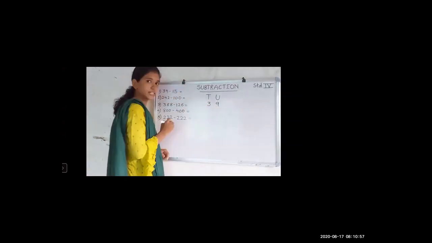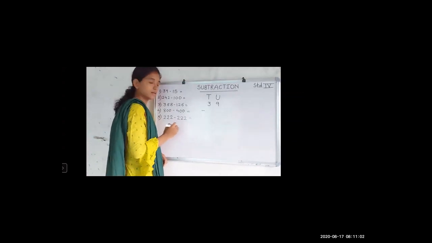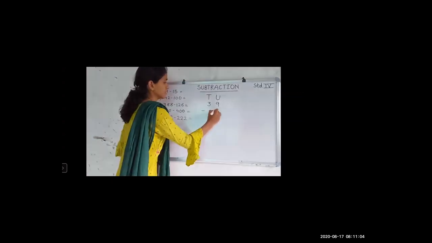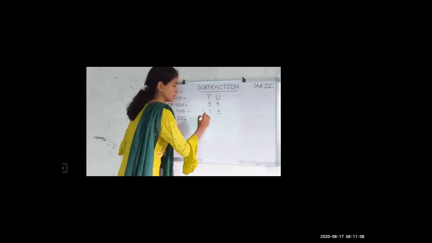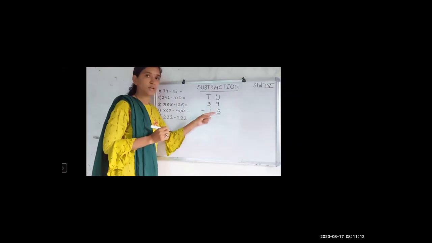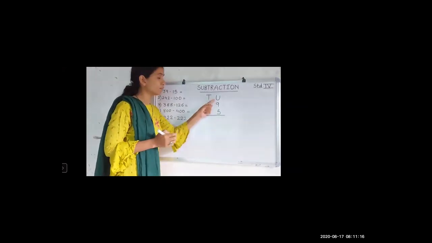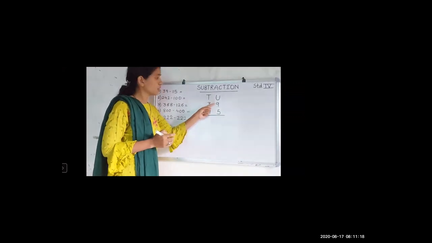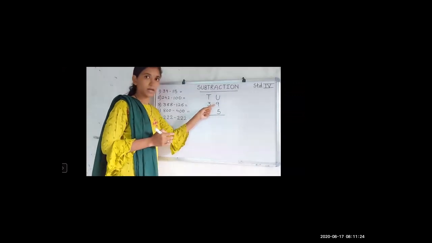So 39, put minus sign, 15. So 5 units, 1 tens. Now we will subtract this. 9 minus 5. We have to start subtracting from the right hand side, that is from the unit side. So here 9 and 5. Which is the bigger number in this? 9 is the bigger number. And which is the smaller number? 5 is the smaller number.